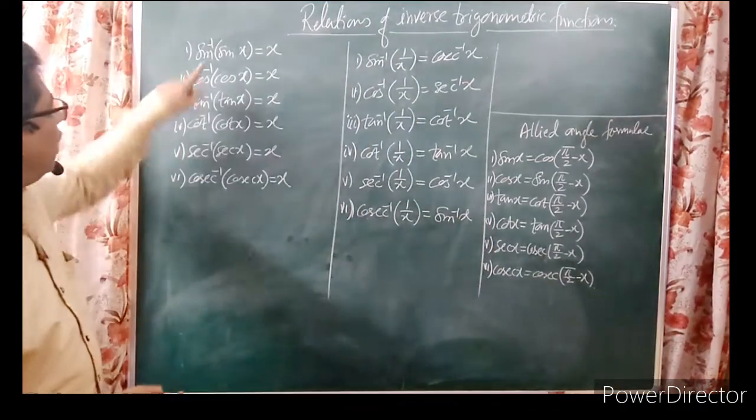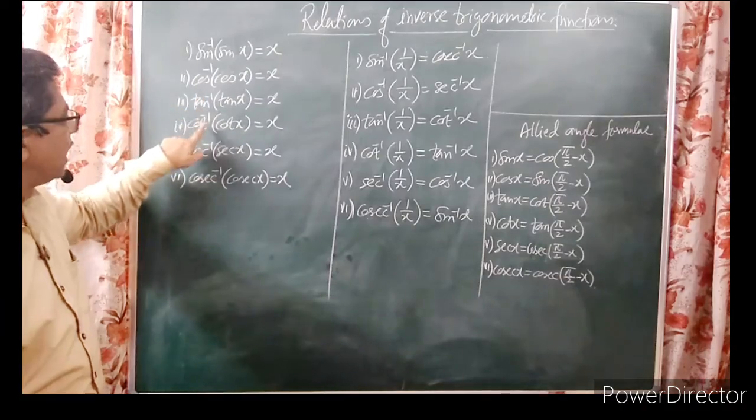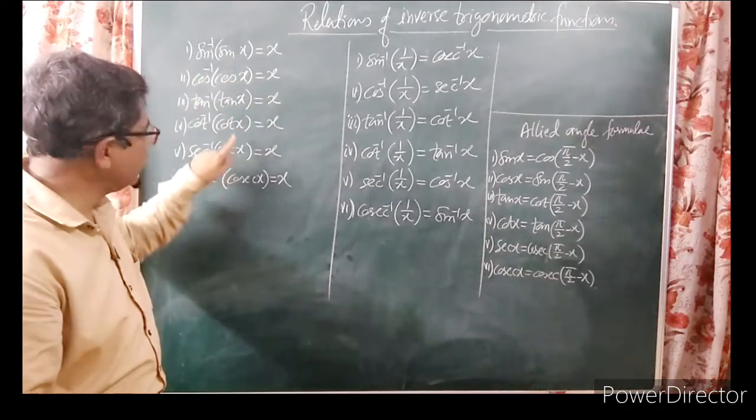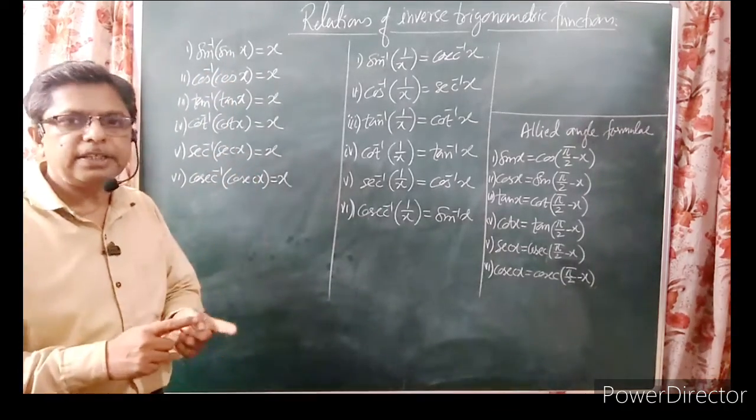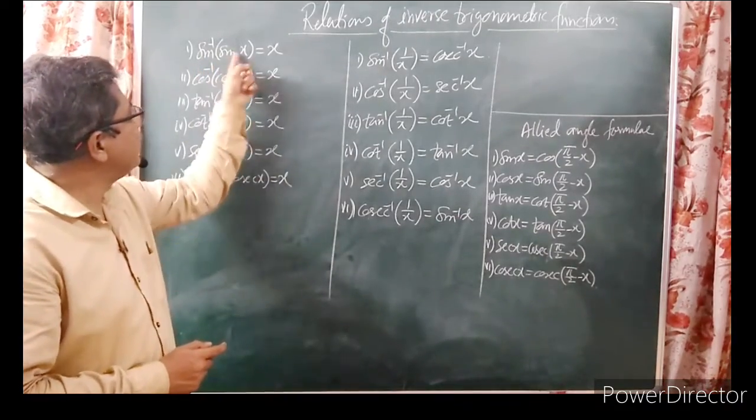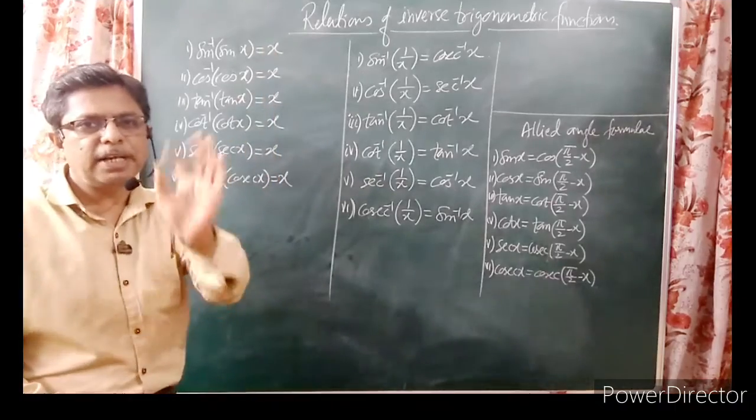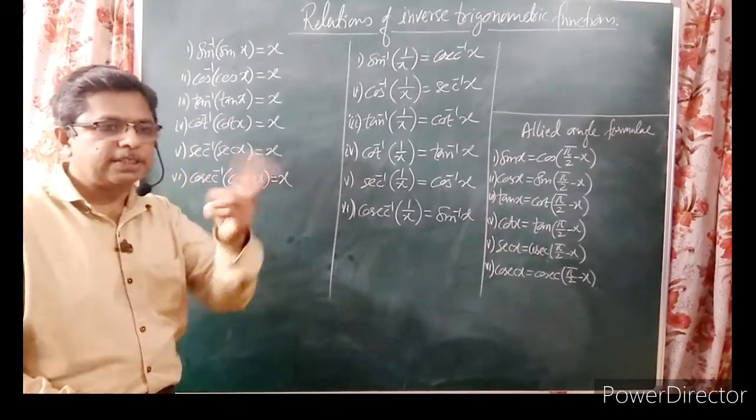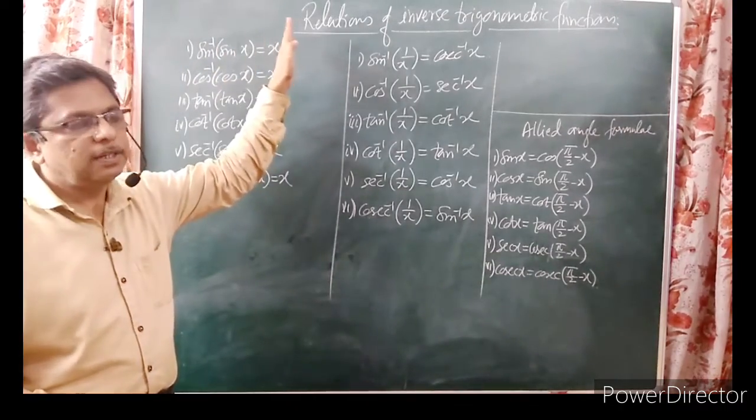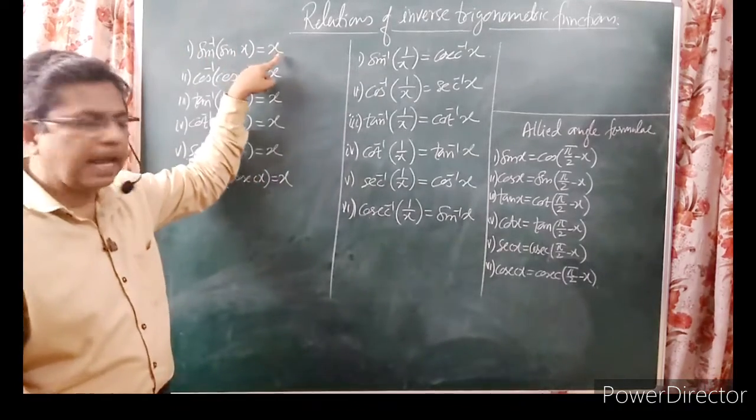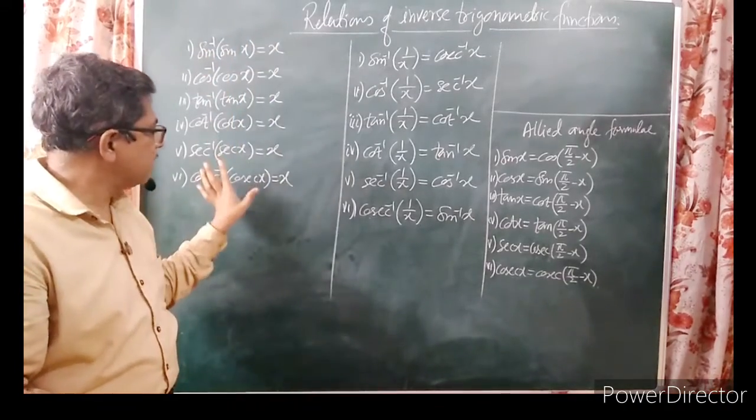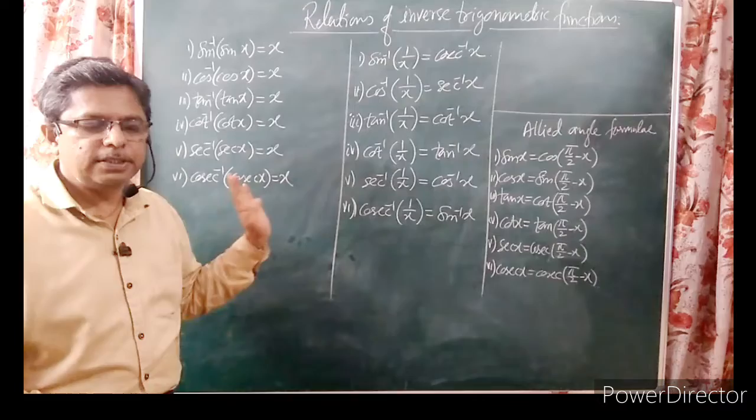Here the outer function is sine inverse, cos inverse, tan inverse, cot inverse, sec inverse and cosec inverse, and the inner function is the corresponding trigonometric function. We know that these functions are inverses of each other, so they cancel each other and we get the answer to be x. So it is a very simple relation to remember. Vice versa, sine of sine inverse x is also x, but here x is an angle, it should be in radians. So you must remember these relations. These are very simple.